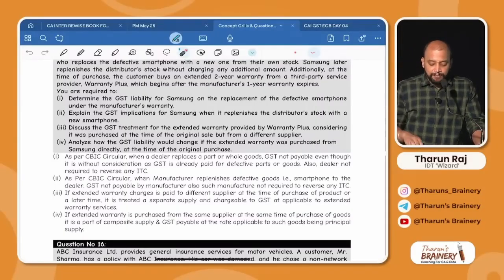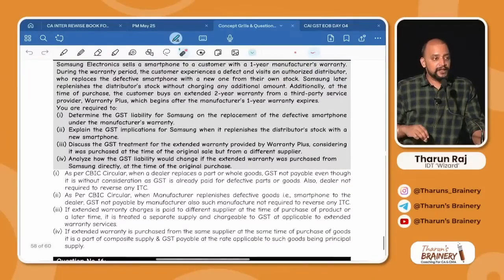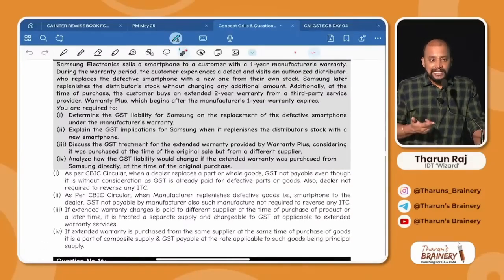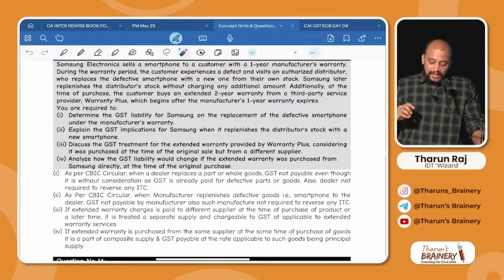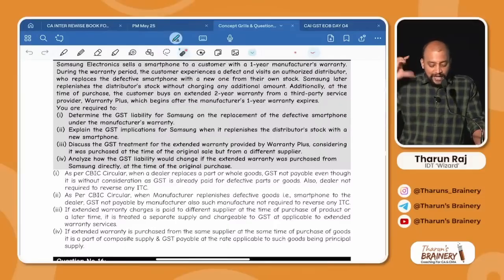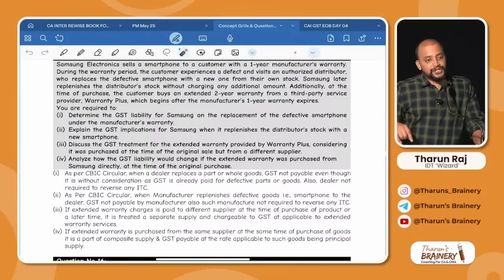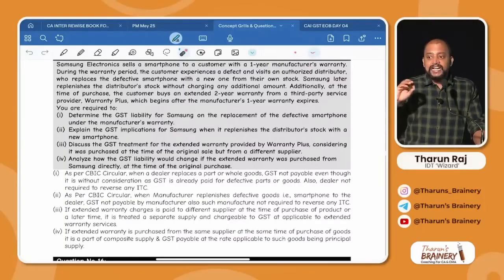Warranty Plus is same person or another person? Who is selling mobile? Dealer, Samsung dealer. But who is giving warranty? Another person, Warranty Plus. So, definitely that's an independent supply, correct? Even though it is purchased at the time of original sale, it is from a different supplier. So, it is treated as an independent supply.